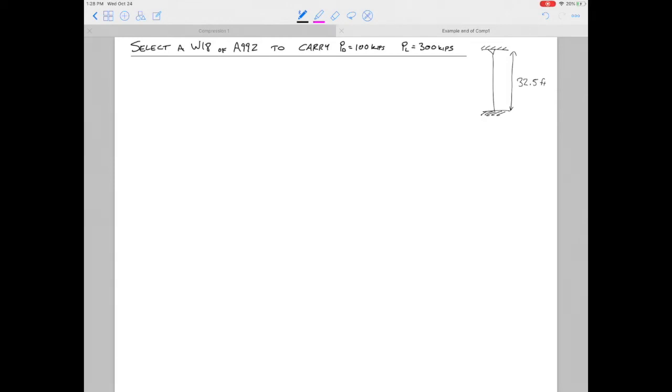All right, let's do another example, and this time we'll design a column. We're going to select a W18 and use a 992 steel. That's the commonly used material. We also have our design loads here that we can use to calculate the ultimate axial force required of the column. Right here we have the boundary conditions. We see a pin and we see fixed.